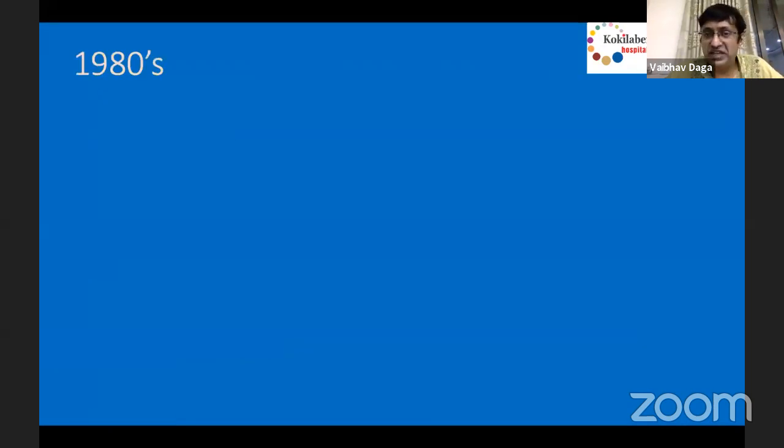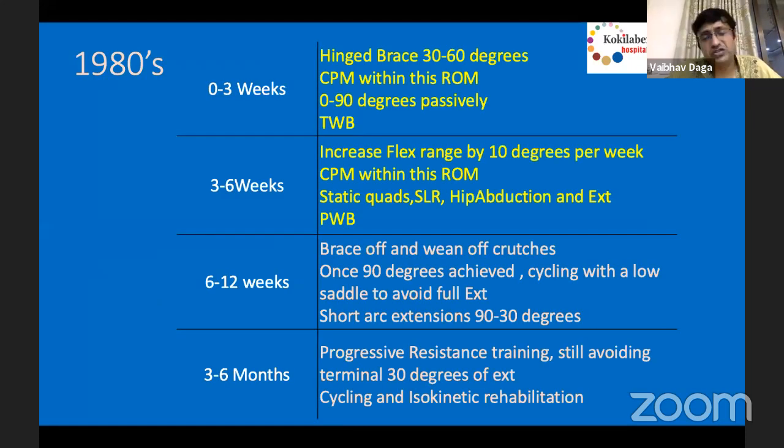I'm just going to briefly take you through how the rehab has changed from the 80s to the 90s to right now in the 2010s. In the 80s, as you can see, for 0 to 3 weeks, a hinge knee brace was used, only 30 to 60 degrees of motion was allowed, CPM within this range, 0 to 90 degrees passively, and total weight bearing. As the evidence increased, flexion range was increased by 10 degrees per week from 3 to 6 weeks, and so on and so forth.